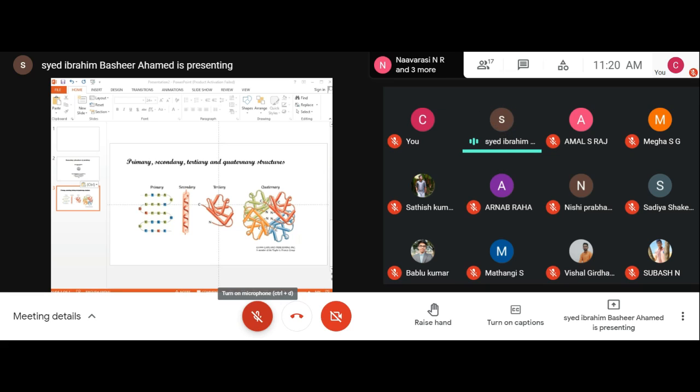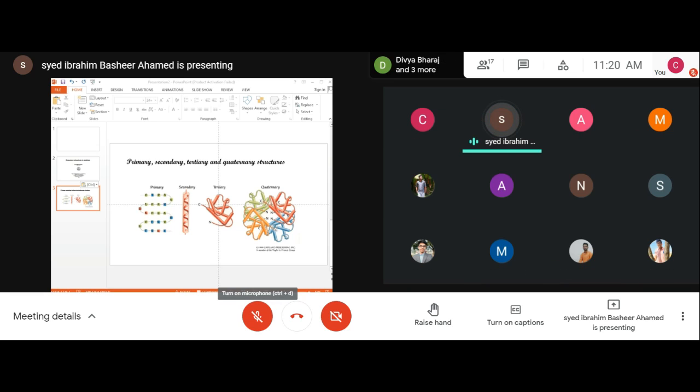Okay, so I'll stop here. I have given a basic idea about the primary structure and secondary structure. Maybe in the next class we will continue this. All right. If you have any doubts so far, you can tell me. Otherwise, we will wind up the class.